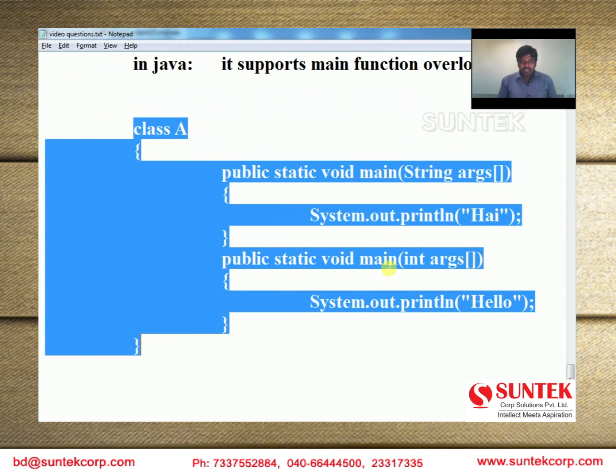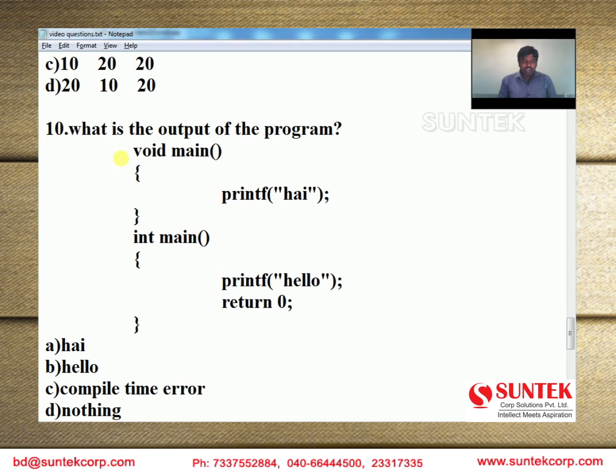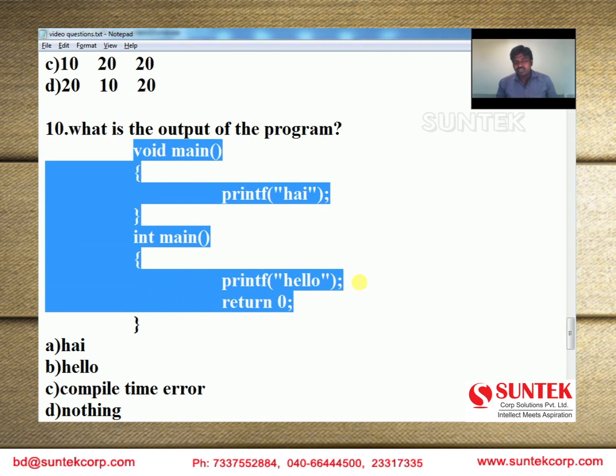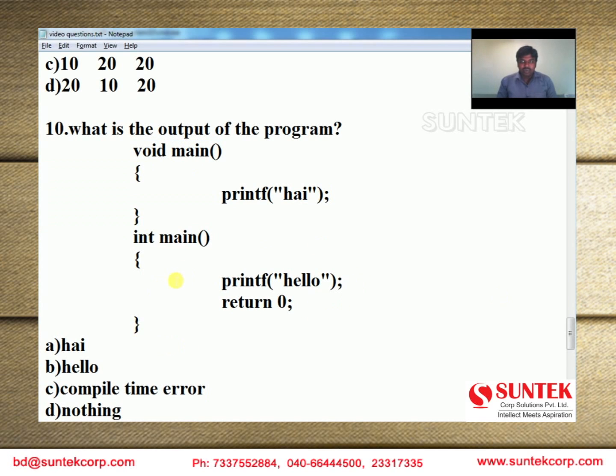Okay, come to the question: what is the output for this? Here void main hi, void main hello. It's C programming, so it's a compilation error. We cannot overload any function in C. Clear? Understood, right? 10 question. Okay, thank you.